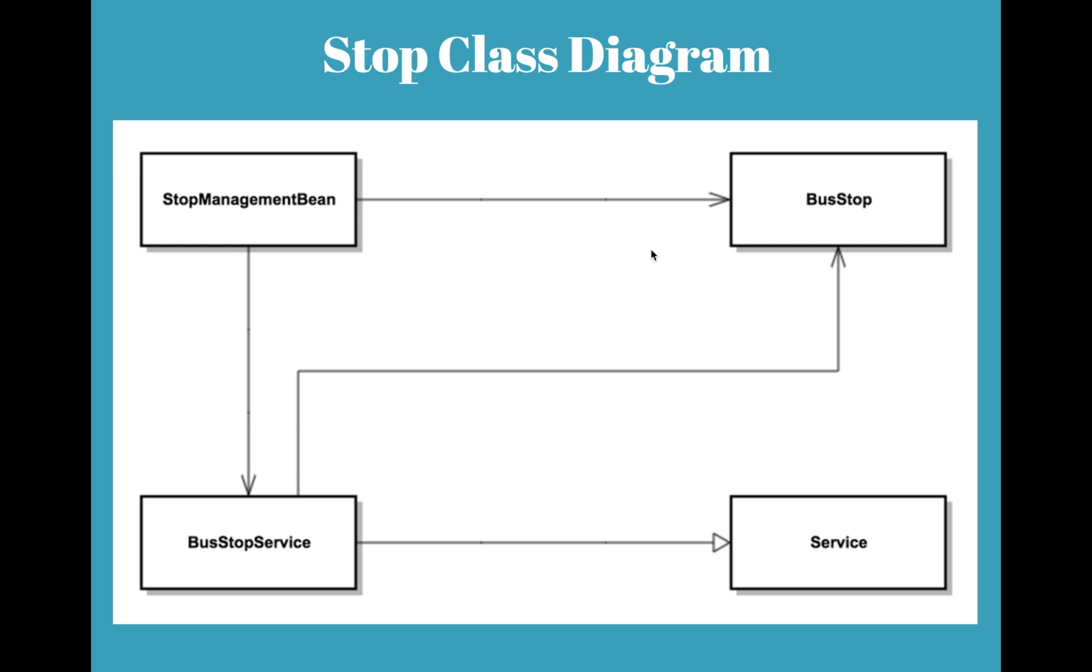And here we are, much like the other two. We have a bus stop object, which is used by the stop management bean and the bus stop service, and the stop management bean calls on the bus stop service, which extends service.